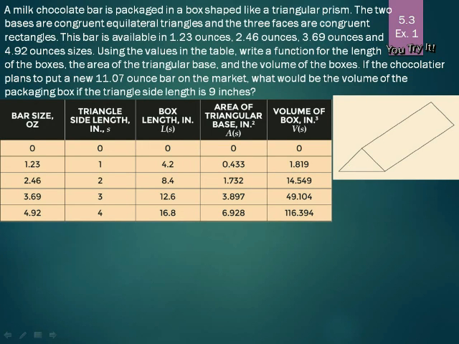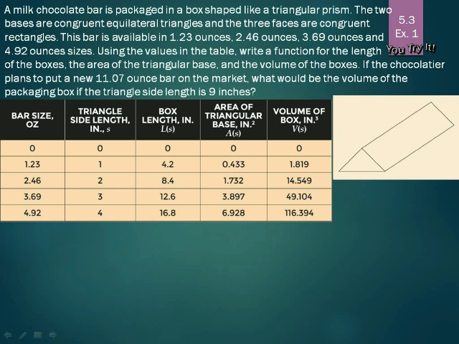A milk chocolate bar is packaged in a box shaped like a triangular prism. The two bases are congruent equilateral triangles and the three faces are congruent rectangles. This bar is available in 1.2300 ounces, 2.4600 ounces, 3.6900 ounces, and 4.9200 ounces sizes. Using the values in the table, write a function for the length of the boxes, the area of the triangular base, and the volume of the boxes.